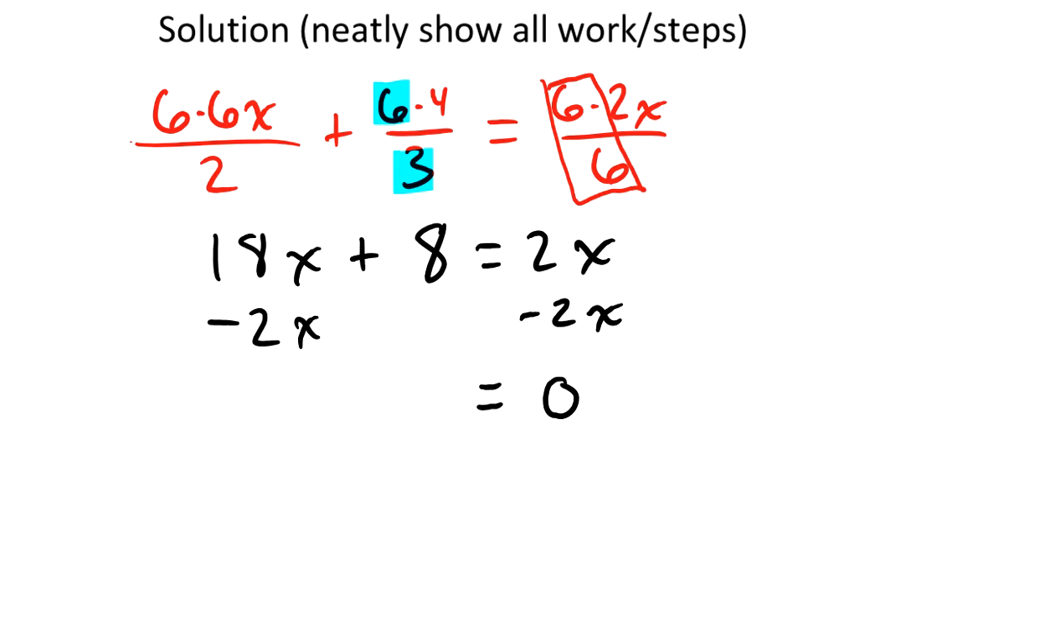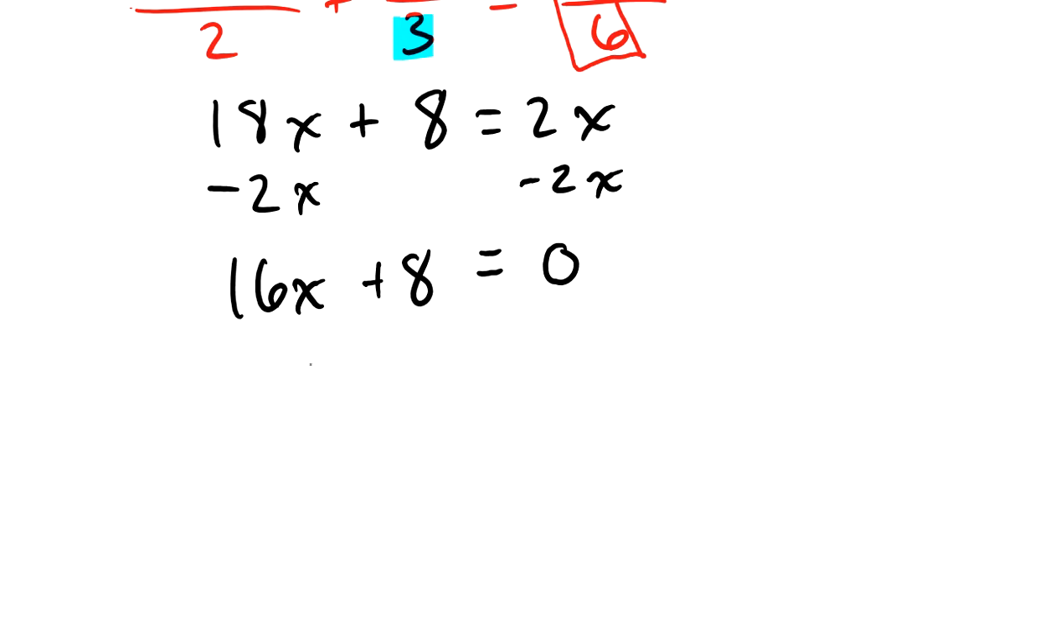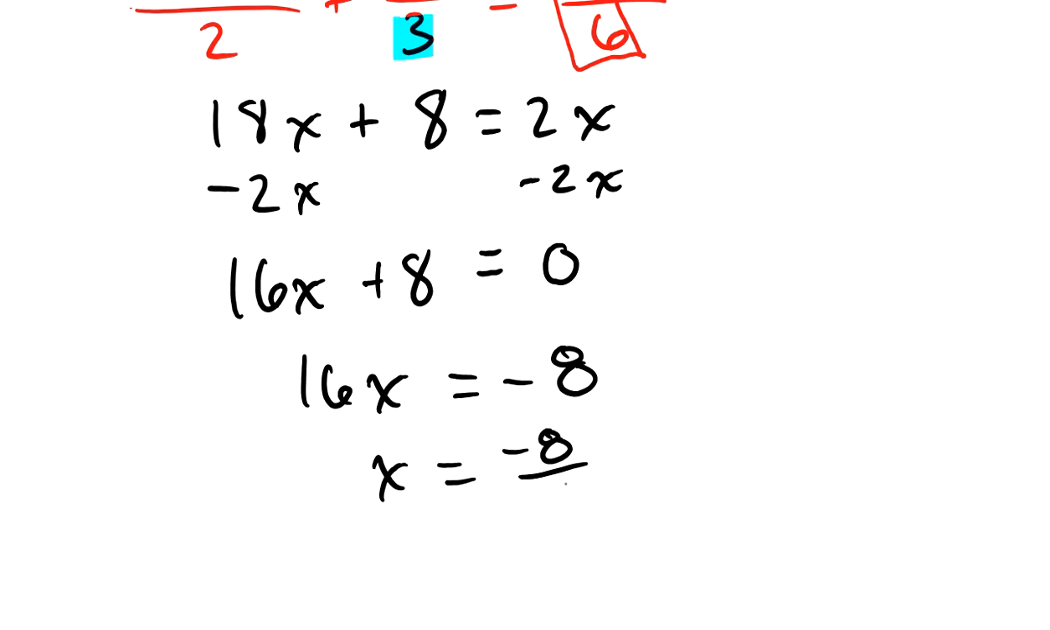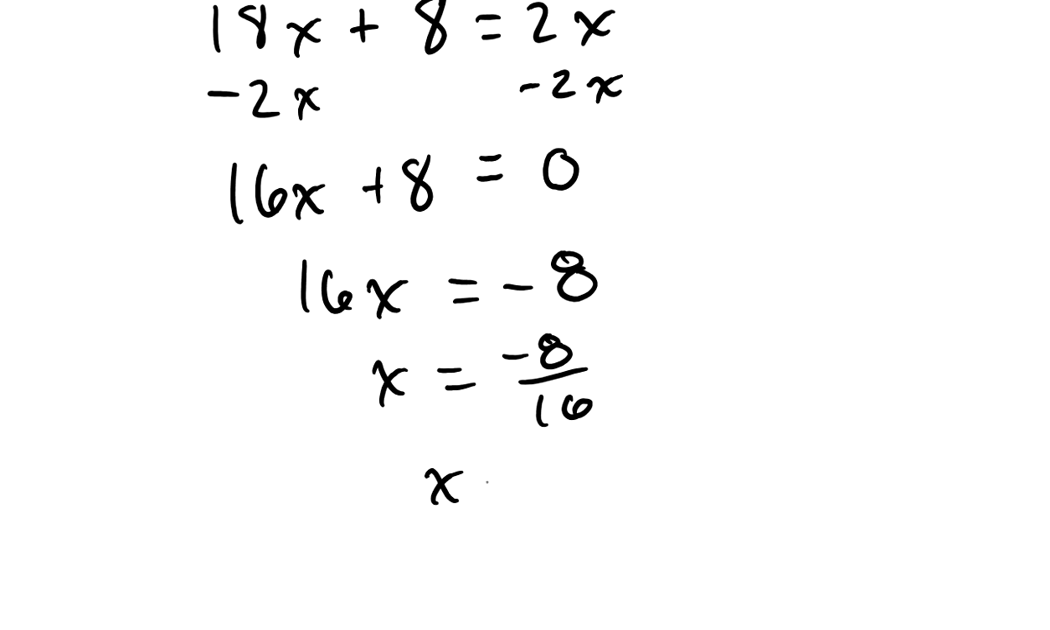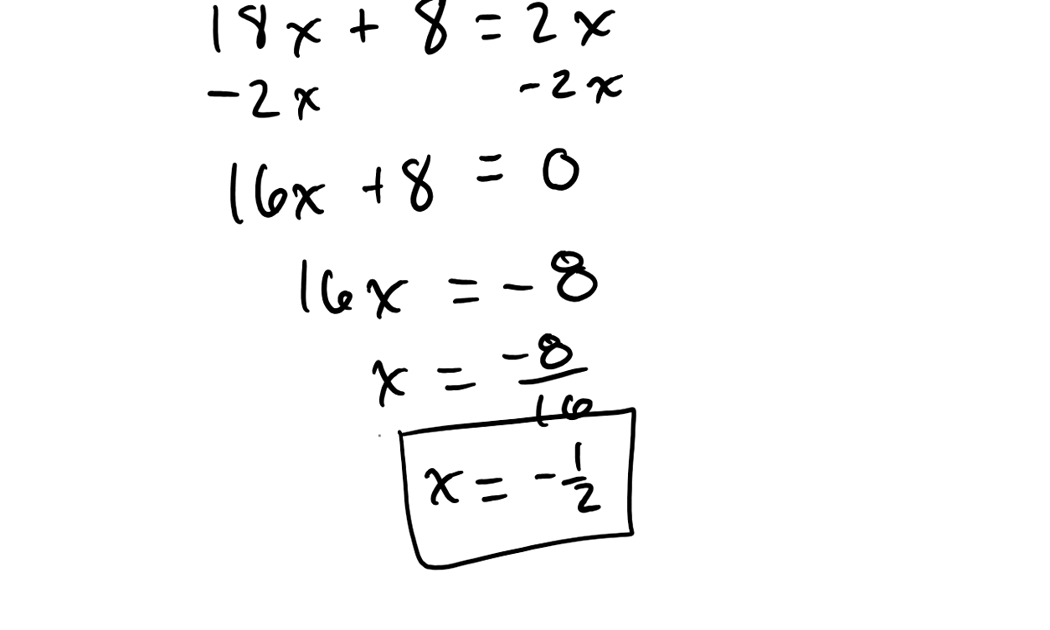On my left-hand side, I've got 18x minus 2x, which is 16x, and then plus 8. I'm going to subtract 8 from both sides, so I get 16x equals negative 8, and then I'm going to divide both sides by 16. So x is negative 8 over 16, and if I simplify that, x is, I believe, negative 1/2. So this is what I think x is.